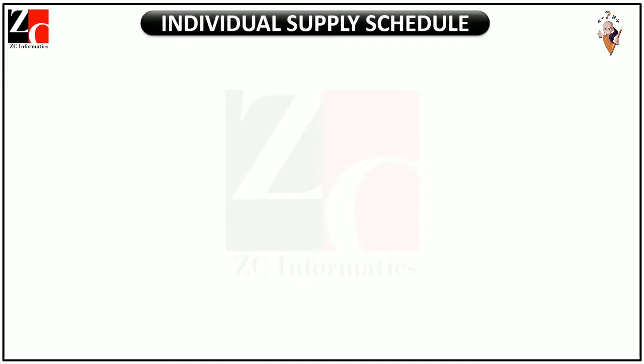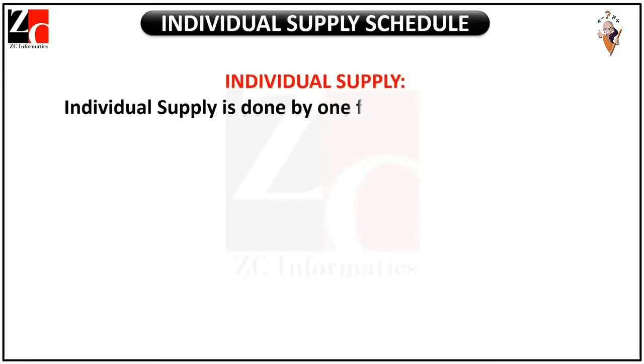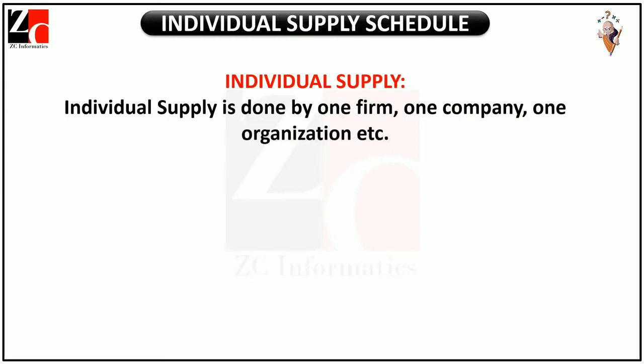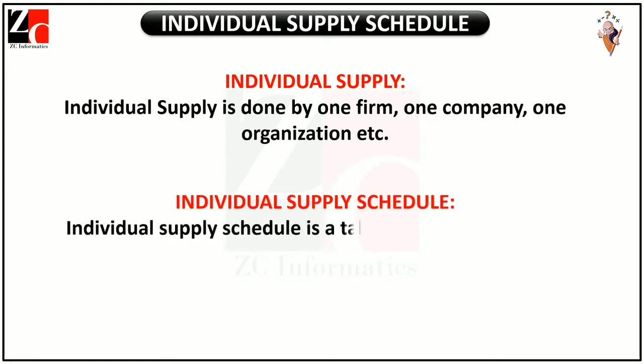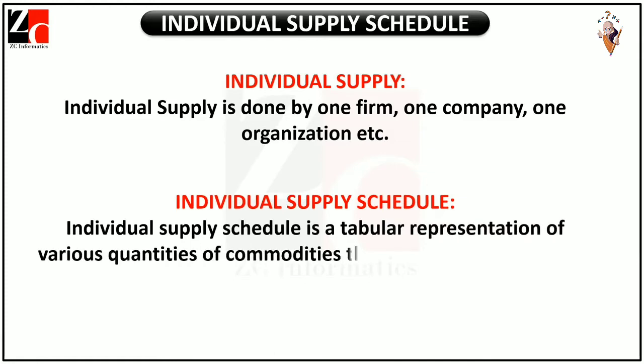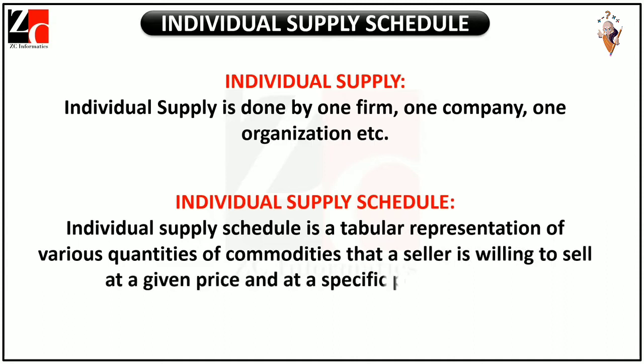Individual supply schedule. Individual supply is done by one firm, one company, one organization, etc. Individual supply schedule is a tabular representation of various quantities of commodities that a seller is willing to sell at a given price and at a specific period of time.